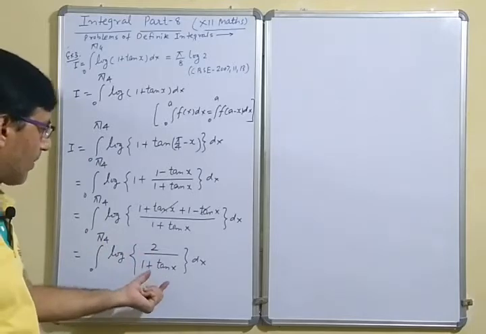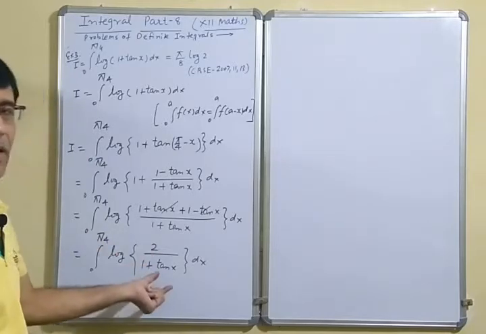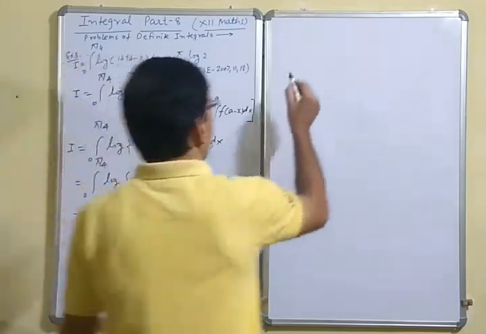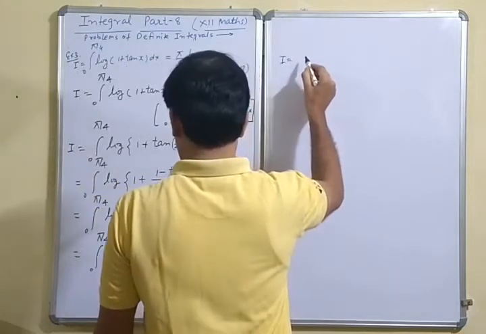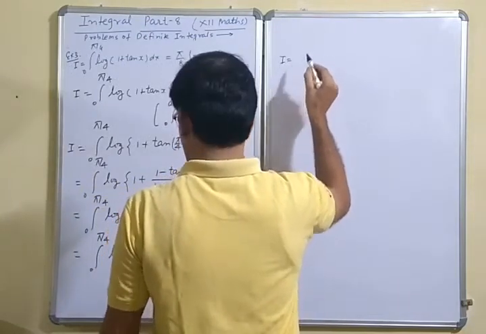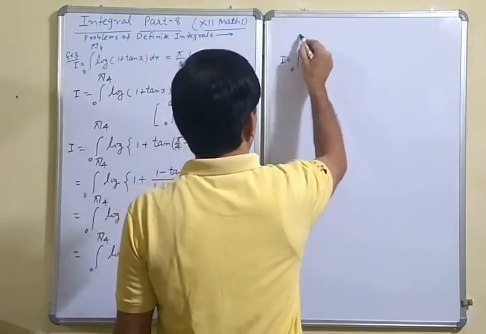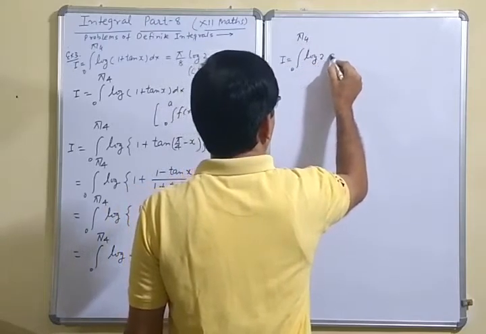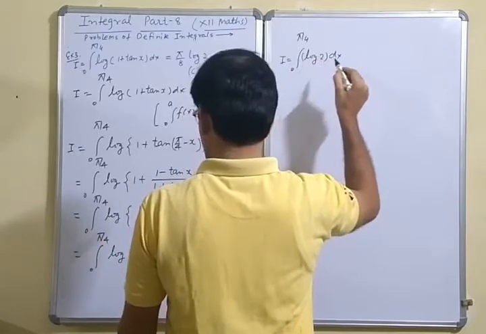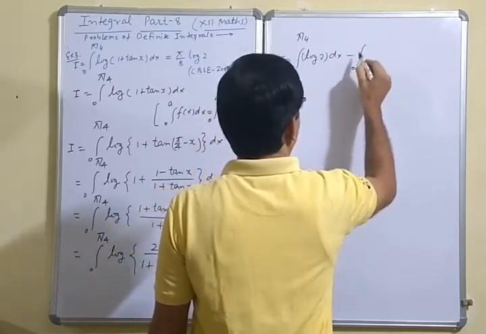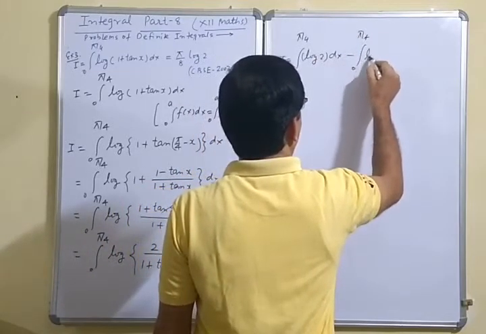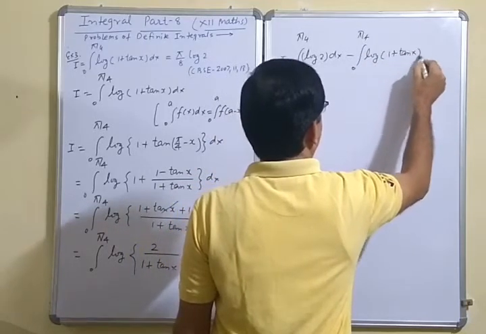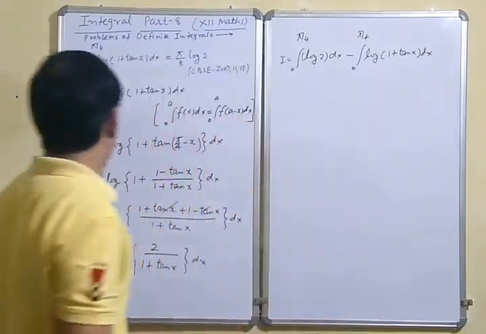And the property that we will use is log a upon b is equal to log a minus log b. So we will use the property. So I becomes integral from 0 to pi by 4 of log 2 dx minus integral from 0 to pi by 4 of log(1 plus tan x) dx.